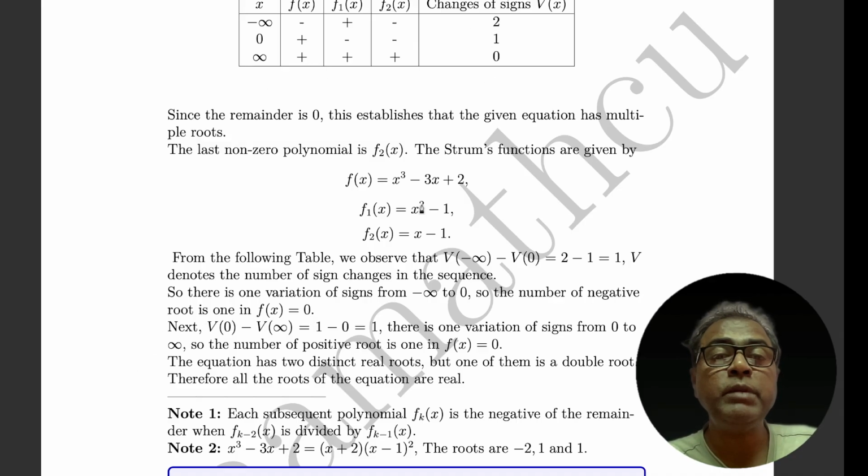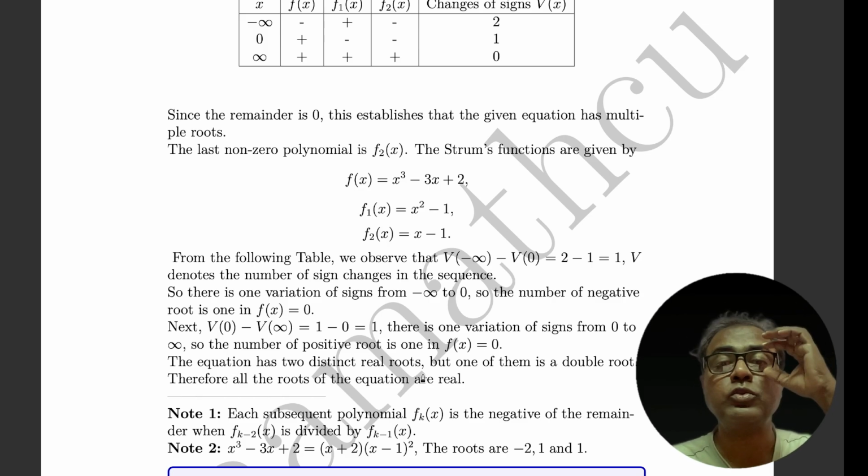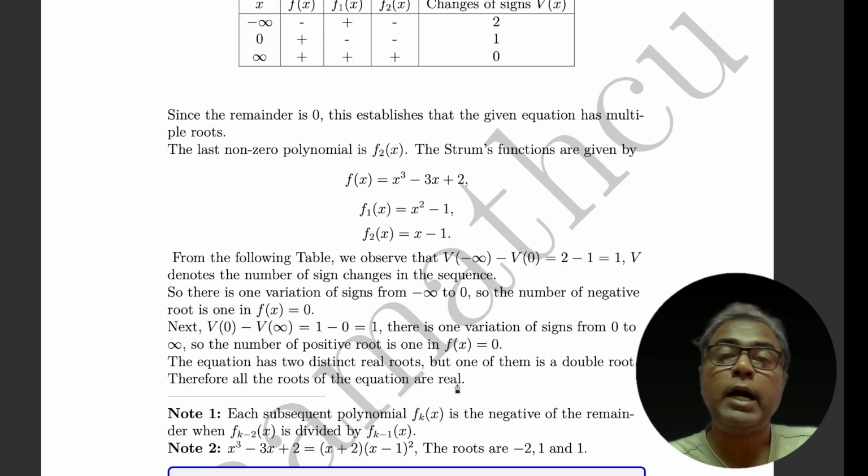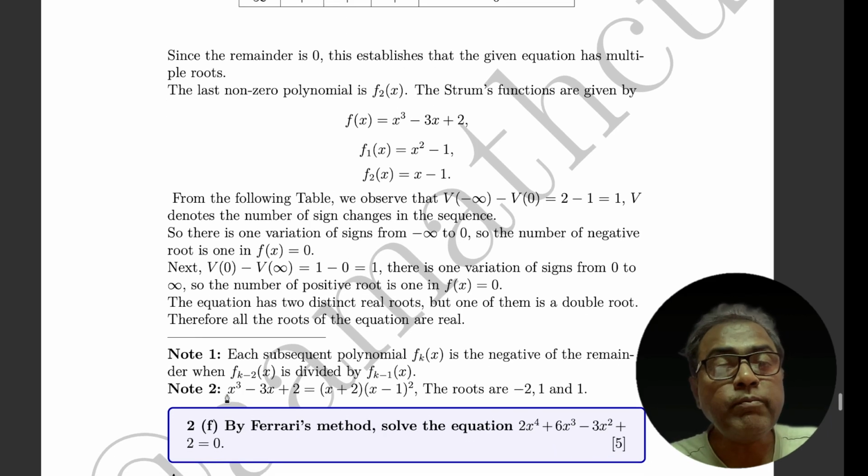Now V(0) to V(infinity) sign changes is 1. So there is only one variation of sign from 0 to infinity, so the number of positive roots is 1. The equation has two distinct real roots, but one of them is a double root. Actually, if we express x cube minus 3x plus 2, we can write it as (x plus 2)(x minus 1) whole square. There are three roots: minus 2, 1, 1. So 1 is the double root. The two distinct roots are minus 2 and 1, but 1 is a double root.